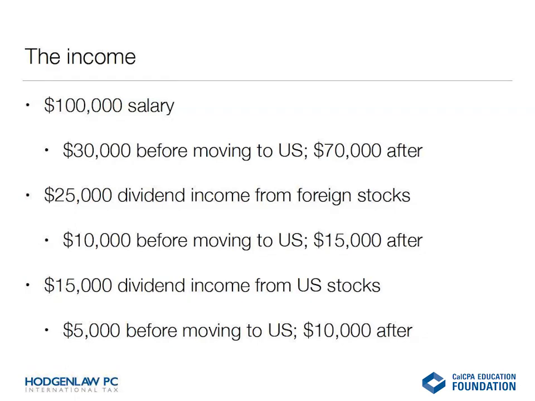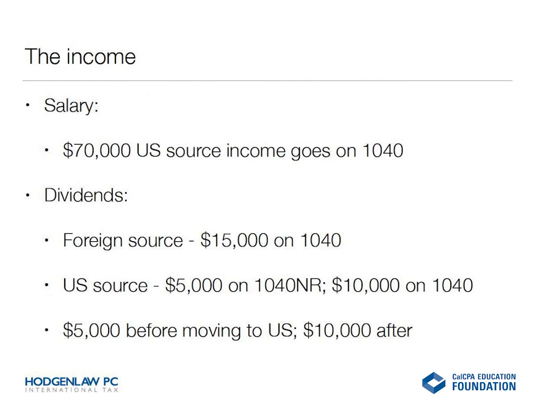And we're going to assume she had $25,000 of dividend income from foreign stocks. $10,000 of that was earned before moving to the U.S. and $15,000 after. And then $15,000 dividend income from U.S. stocks. $5,000 before moving to the U.S. and $10,000 after. So we're going to look at how this all plays out on the tax return.